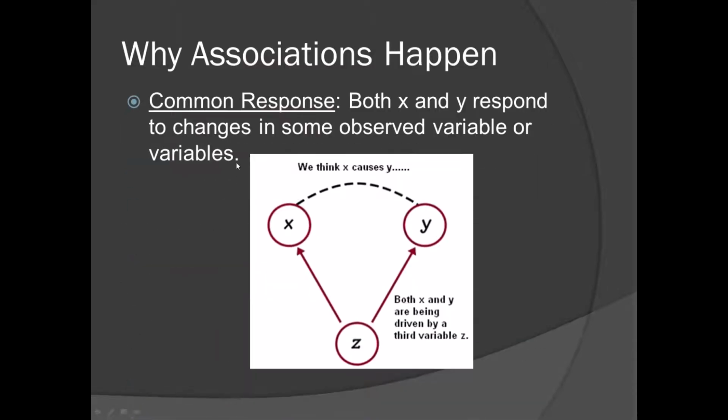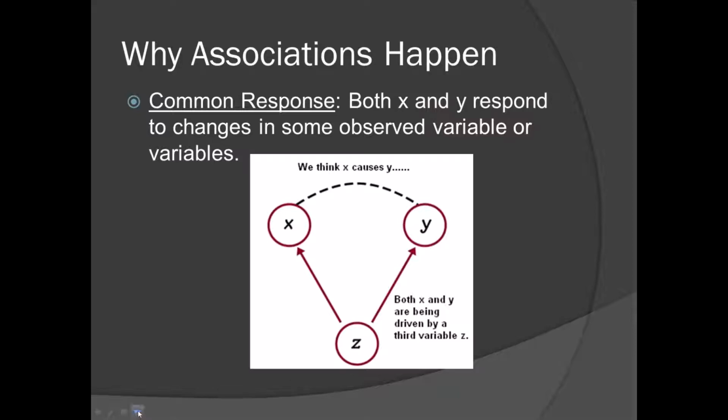All right, common response. That term is very often found. This is when we look at X and Y and they're behaving very well together. We think X causes Y, but really somewhere below this lurks Z. We may know it, we may not be able to know it, which is driving them both. And so really X and Y don't have anything whatsoever to do with each other. They're just responding to a third variable.